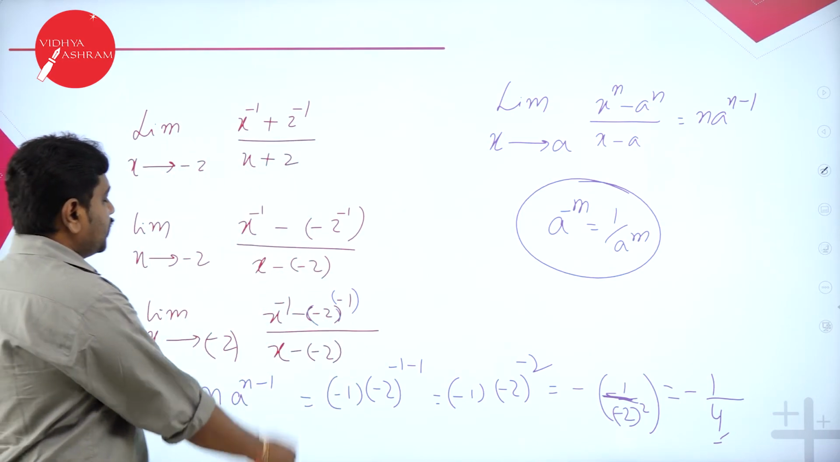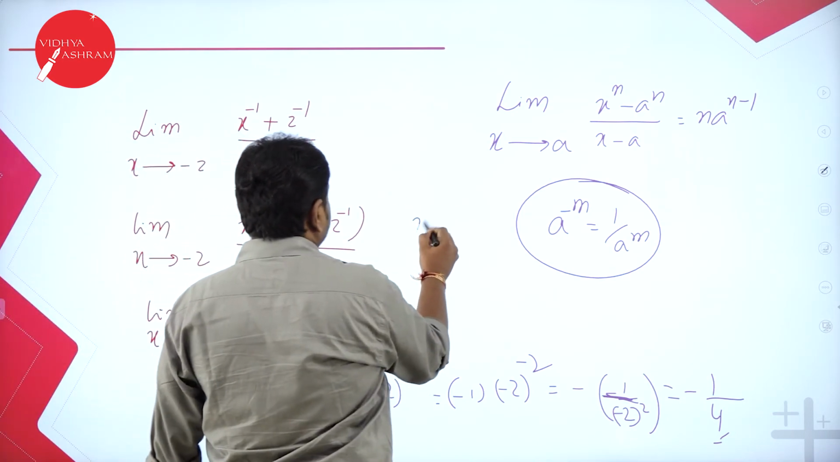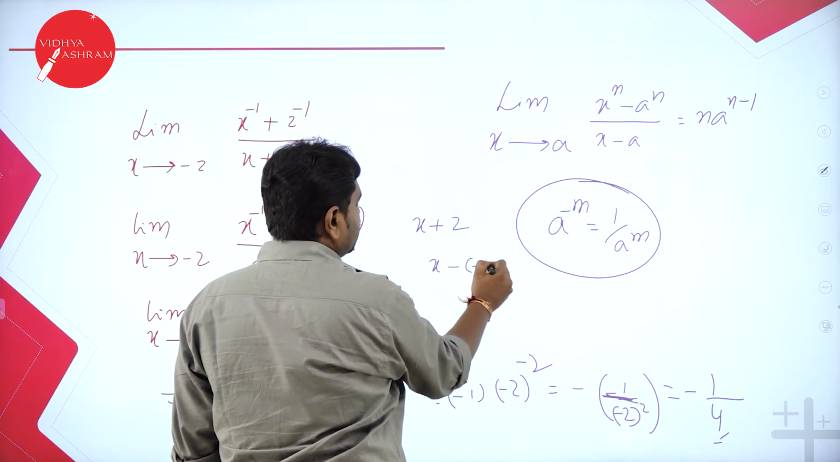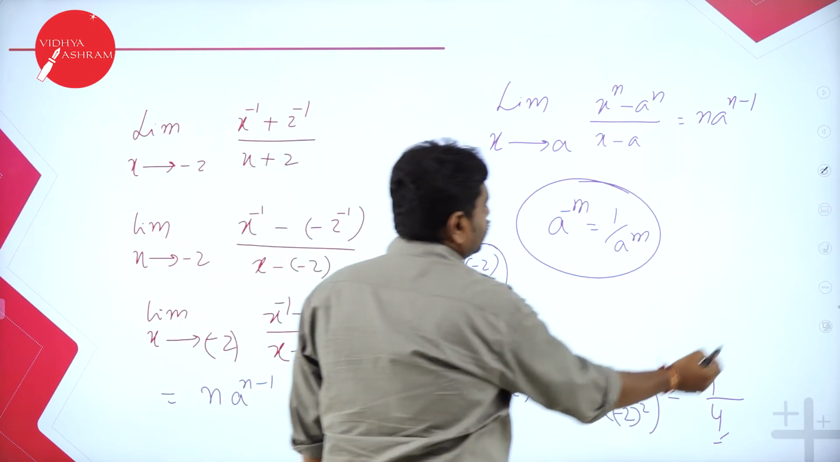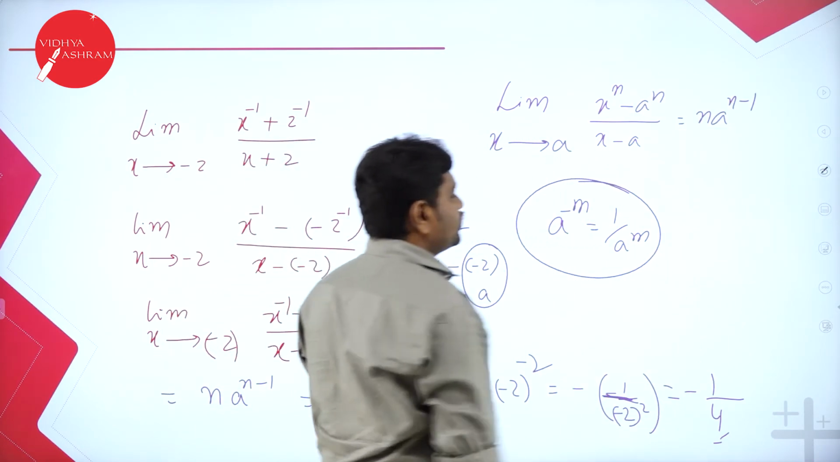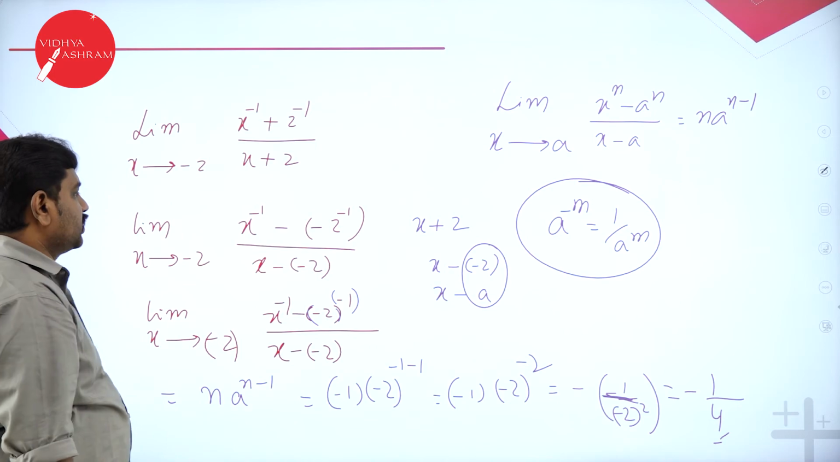So interesting. Plus, here x plus 2, we wrote it as what? x minus of minus 2. Now it is in the form of x minus a, where a is minus 2. So reducing the given problem to standard form is important.